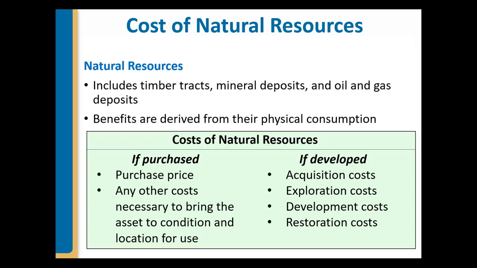On the contrary, equipment, land, and buildings produce benefits for a company through their use in the production of goods and services. Unlike those of natural resources, their physical characteristics usually remain unchanged during their useful life. Sometimes companies buy natural resources from other companies. So in that case, the initial valuation is simply purchase price plus any costs necessary to bring the asset to condition and location for use. Often, the company will develop these assets.